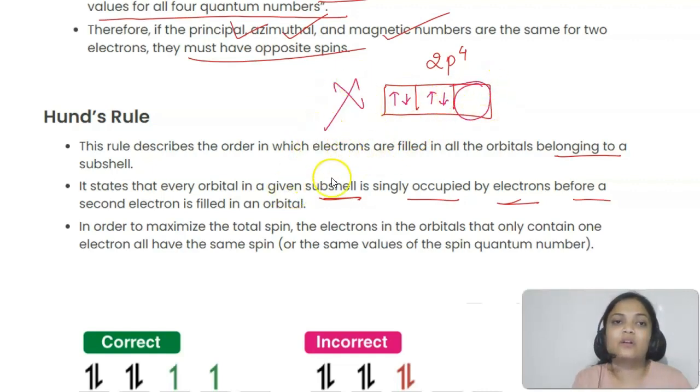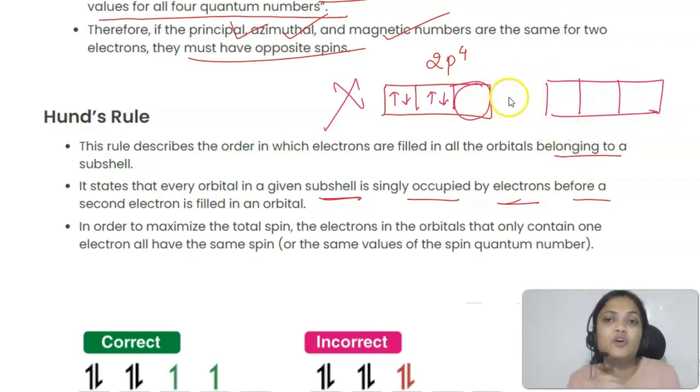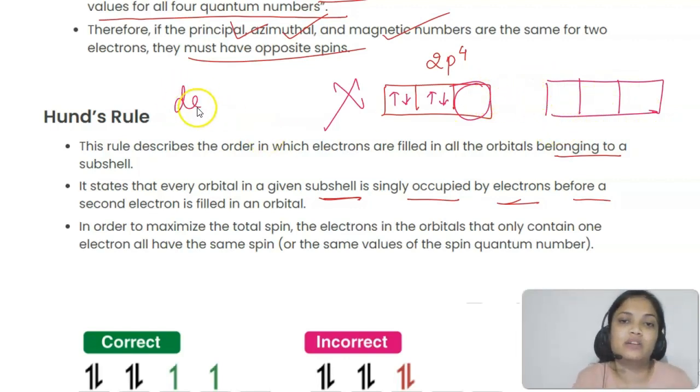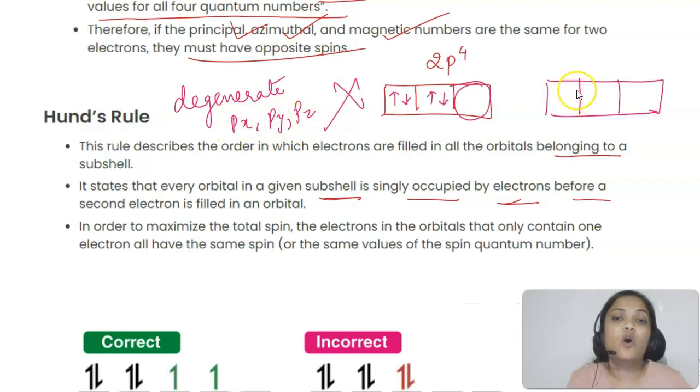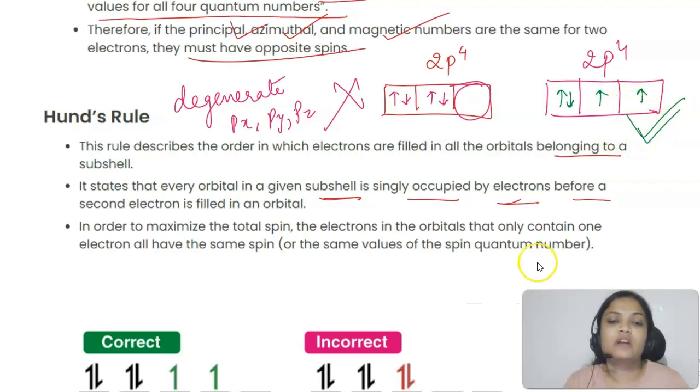So that is wrong. Hund's rule says that pairing will not start until all the orbitals have got one electron each, because these orbitals are of equal energy, they are degenerate. Px, py, pz, these orbitals in case of p, they are degenerate. So all of them will get one electron first, like this, 1, 2, 3. Then you can put the electrons, like 4 and then 5 and 6. So this will be the correct order in which we are going to put the electrons.